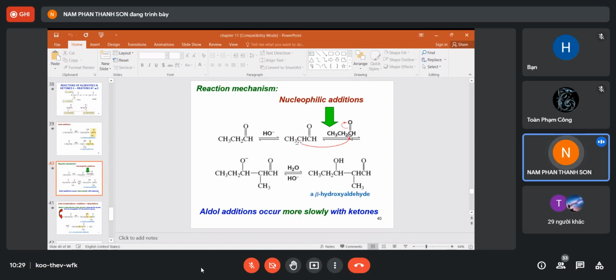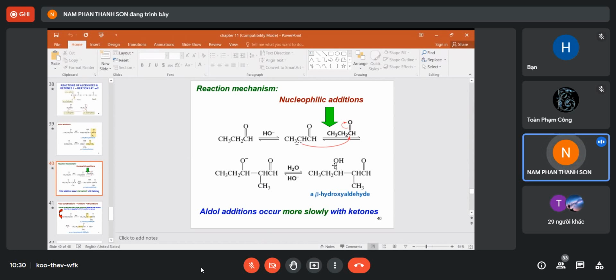Negative, so it adds to the positive carbon. Okay. So we have to have this product. The oxygen is negative, so it will take a proton from water and then give back the hydroxide anion. Okay, so eventually we have this one. Okay, we have this one. And at high temperature, we remove one water molecule.